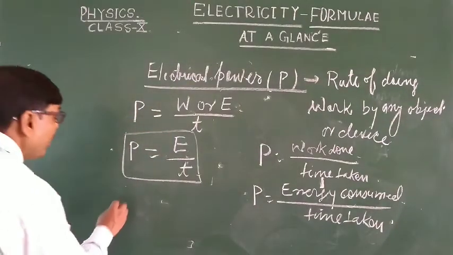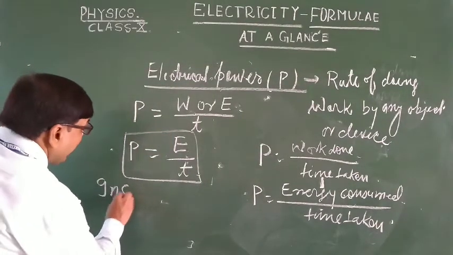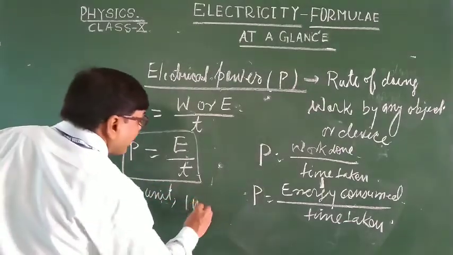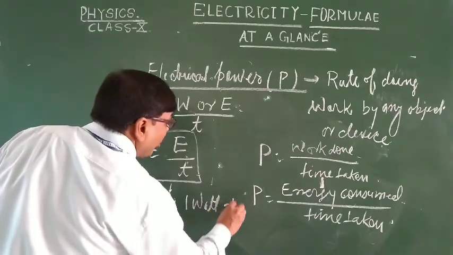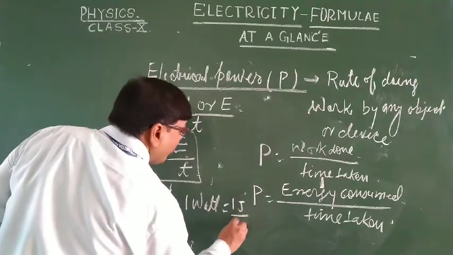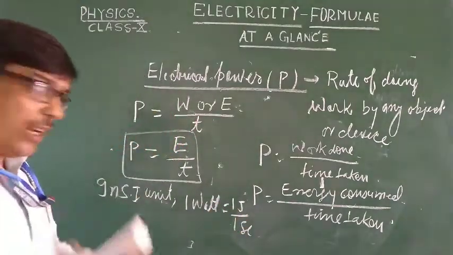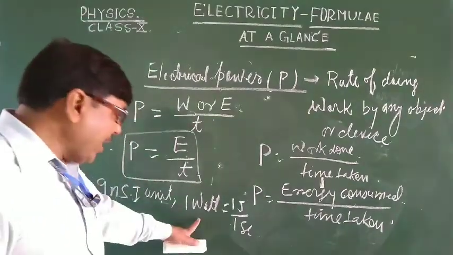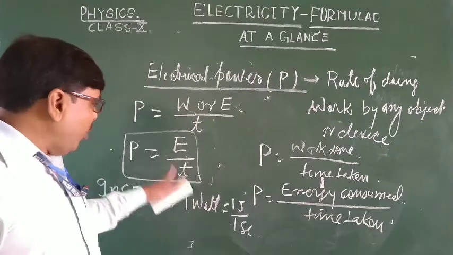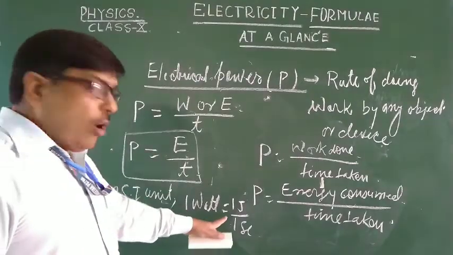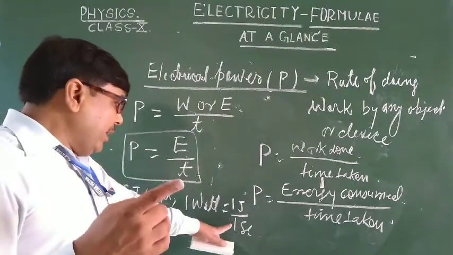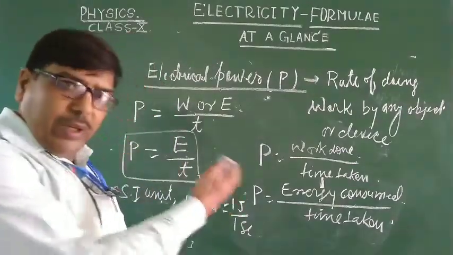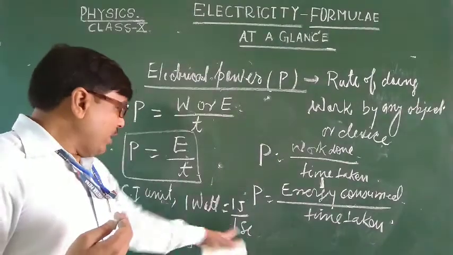Now in SI unit, you can write 1 watt is equal to 1 joule upon 1 second. It is generally asked to define 1 watt, and define 1 joule. So 1 watt is defined as the amount of power of an electrical instrument by which 1 joule of work is done in 1 second.